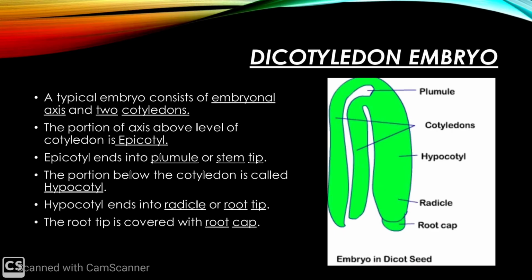A typical dicot embryo consists of an embryonal axis along with two cotyledons. The portion above the cotyledon is known as epicotyl and the portion below the cotyledon is known as hypocotyl. Epicotyl terminates in the plumule or shoot tip, while hypocotyl terminates in the radicle or root tip, which is covered with a root cap to protect the root tip while the root grows.